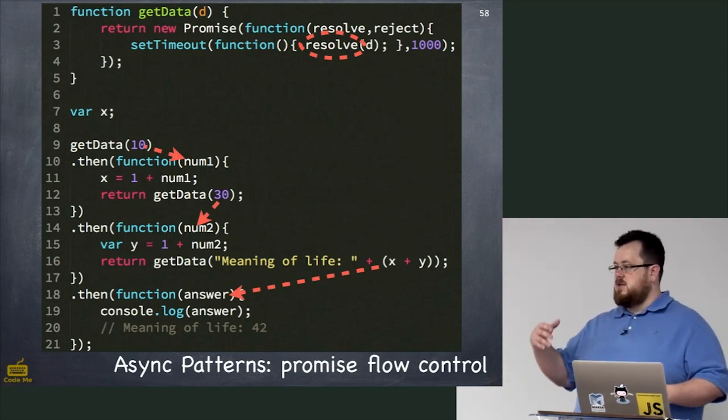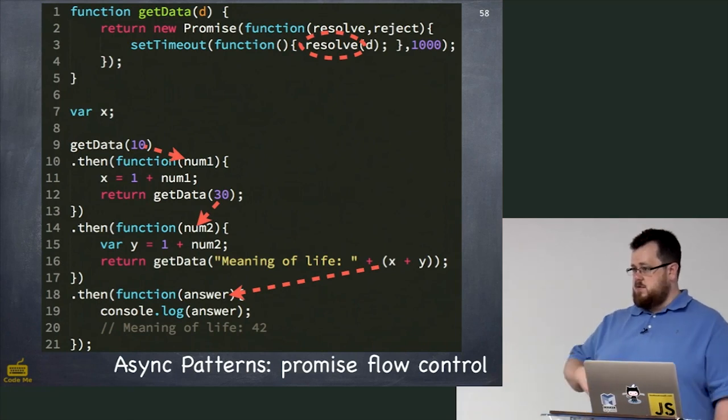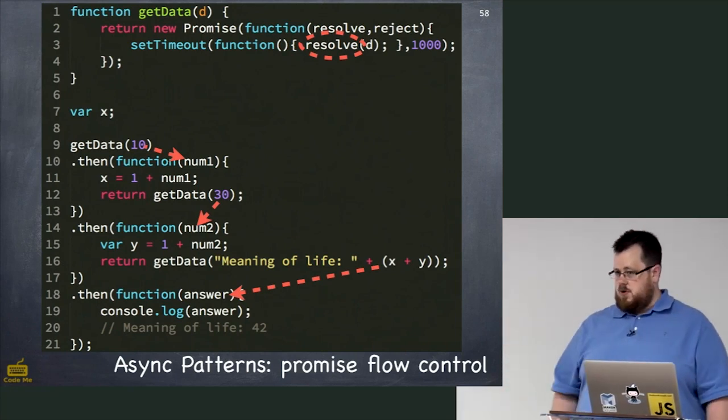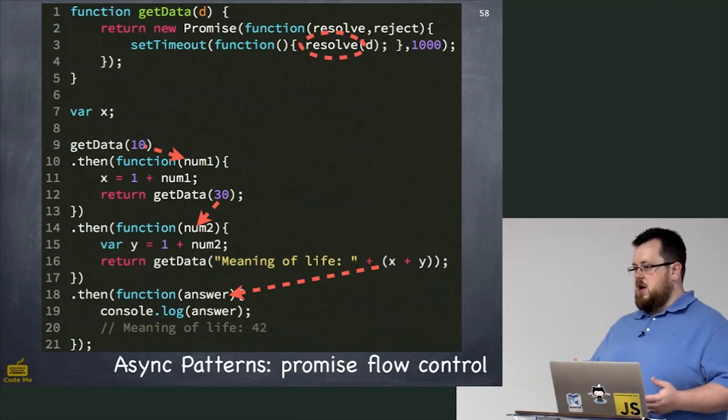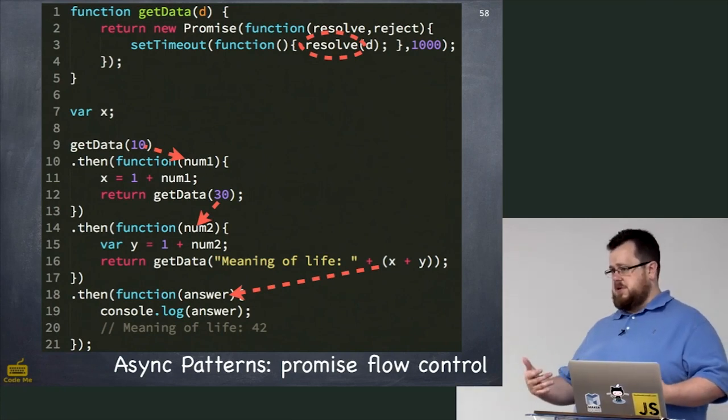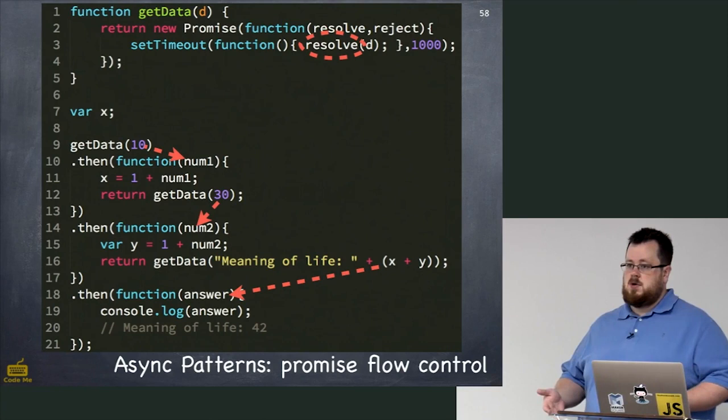So the promise chain does propagate data down from step to step to step, which is a really important, powerful thing. Promises not only represent flow control, but they also represent data flow through our steps.